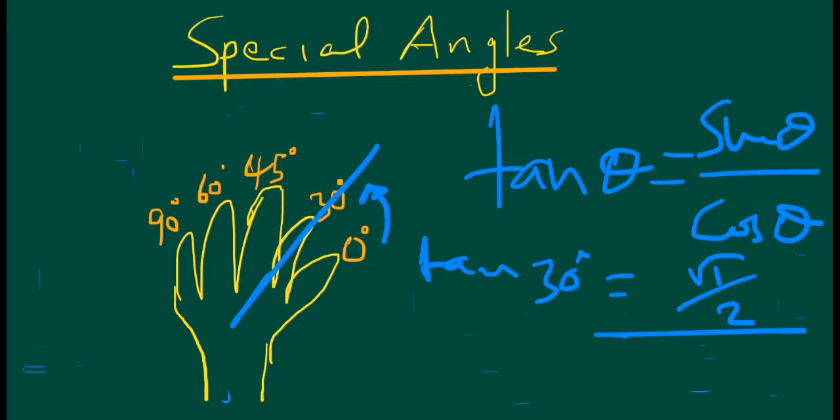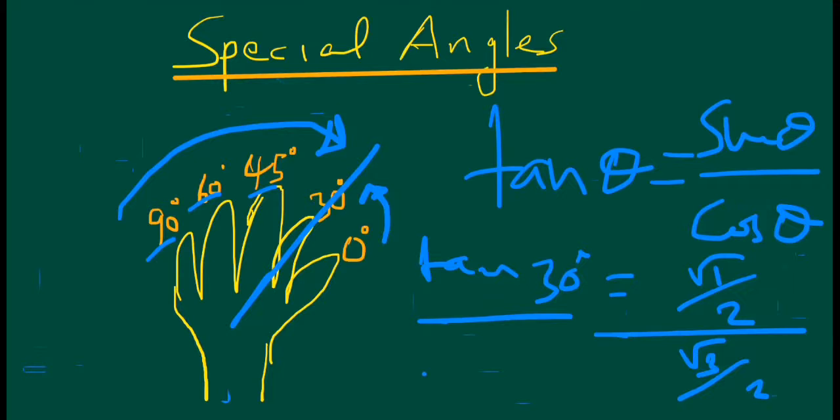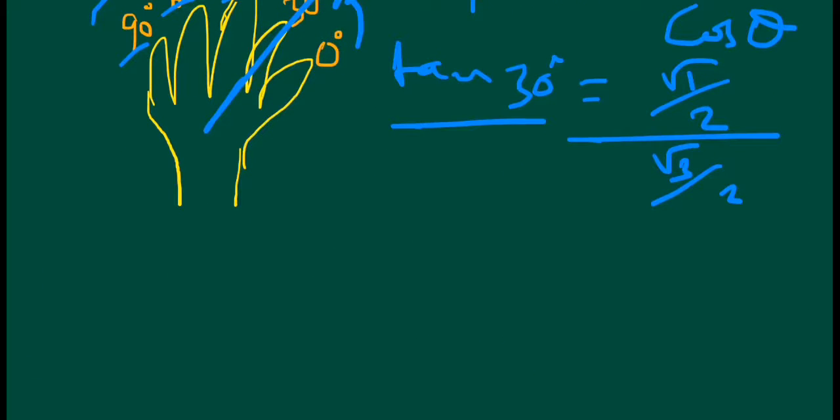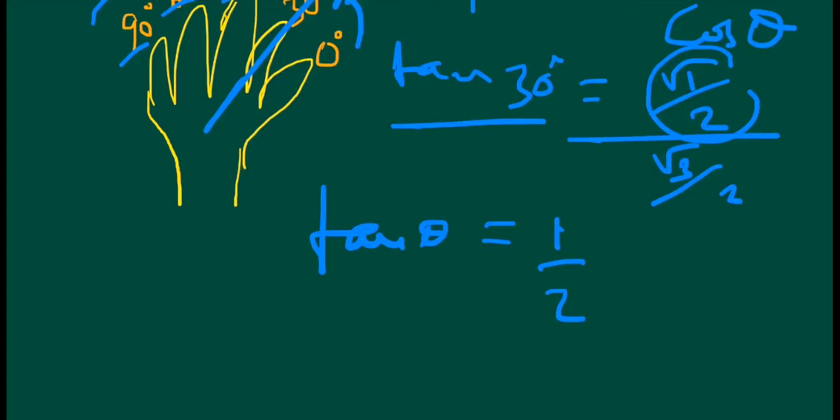Then divide by cos 30. What is cos 30? For the cosine, you're supposed to count the fingers in this direction. How many fingers do you have? 1, 2, 3. You have 3 fingers, so it will be under root 3, always divide by 2. Okay, from there I will find tan 30. That means by using simple calculation, you will find tan 30 equals under root 1 over 2, the same as 1 over 2, because we know under root 1 equals 1.